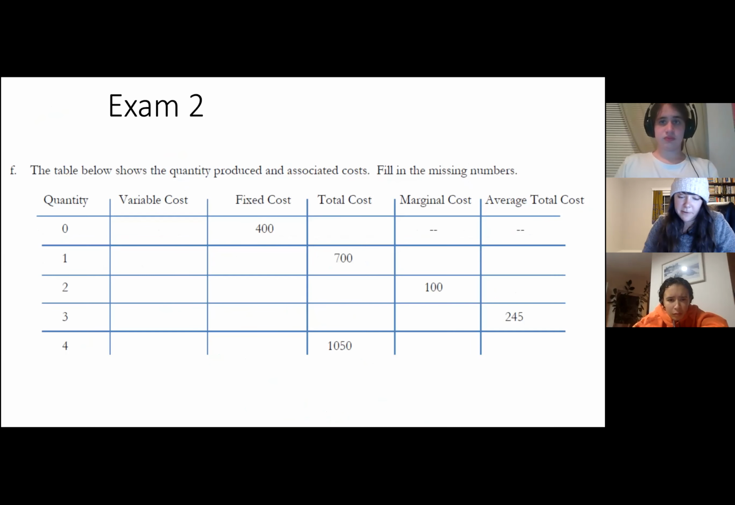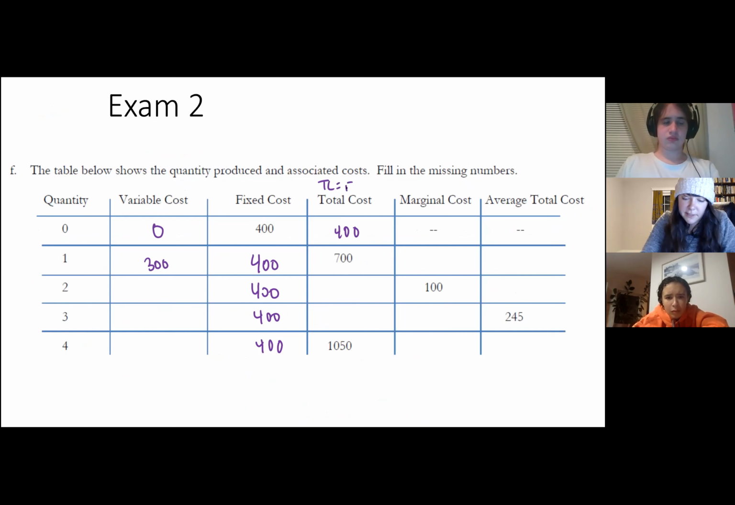So this one's super fun. First thing we can do, fill in fixed cost. They don't change. They're 400 all the way down. It's not average fixed cost divided by quantity, fixed cost. So we know variable cost is 0 if we don't produce anything. That means I can say that total cost is 400 here. Can't calculate the other two because I'd be dividing by 0. If I know total cost is 700, variable cost is going to be 300, right? Because total cost is fixed cost plus variable cost. That's one way I can calculate it.